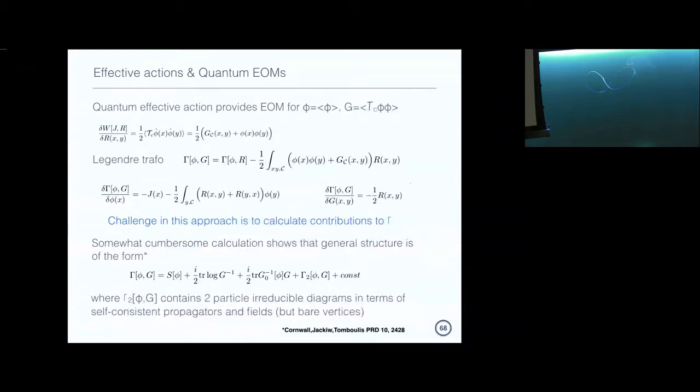Okay. On the other hand, for instance, the vertices, right? So here we have a vertex here. The vertices are still the bare vertices of the field theory. So this would just be the ordinary coupling constant lambda in our scalar theory, but the fluctuations that run through the loop are now determined self-consistently.